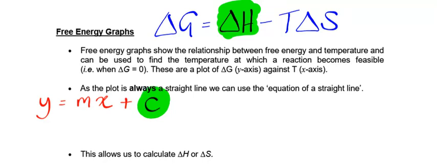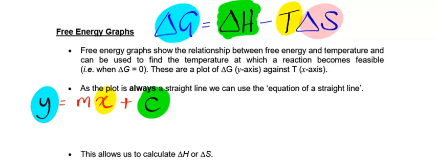And as you can see in the information there, we're plotting delta G against temperature, delta G being the y-axis and temperature as the x-axis. So this leaves delta S. Remember, we've got the minus sign in there as our m, which will be our gradient.